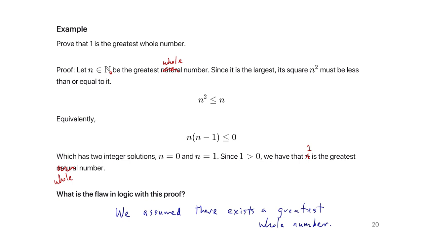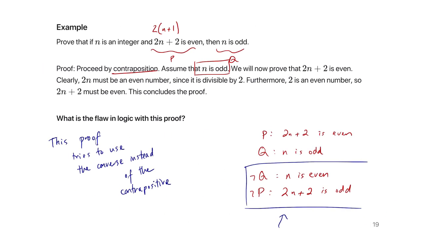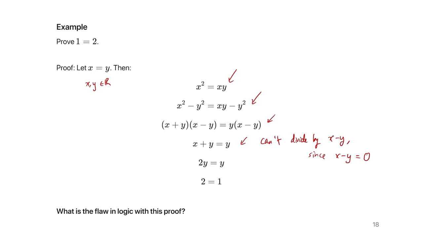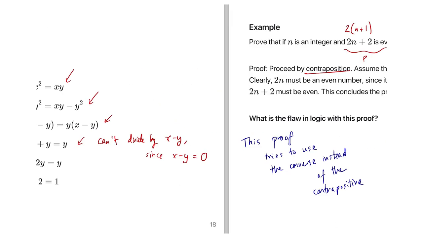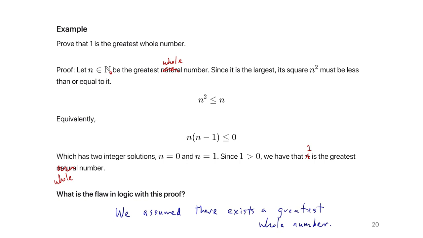So if you assume something that's not true to be true, you can really show anything, right? And this is another example of that. If you assume that you can divide by 0, you can show anything to be true, right? So this one's a little more subtle, but you just have to be careful that you're not assuming anything to be true that you can't actually assume.